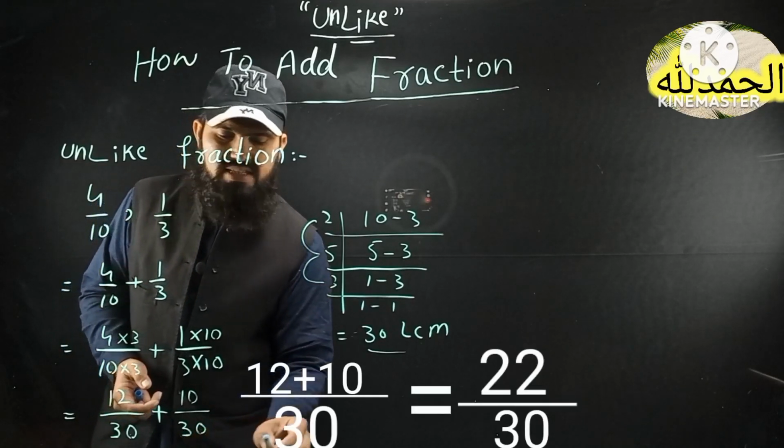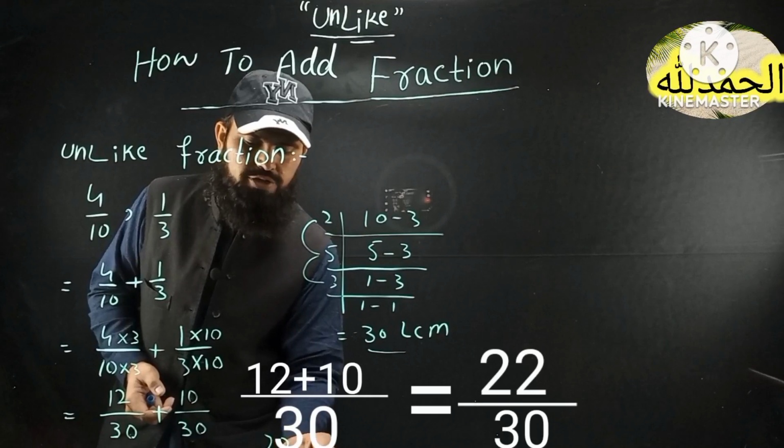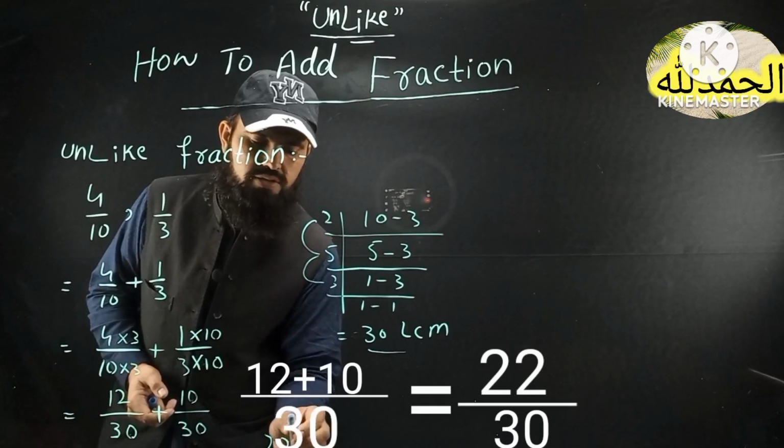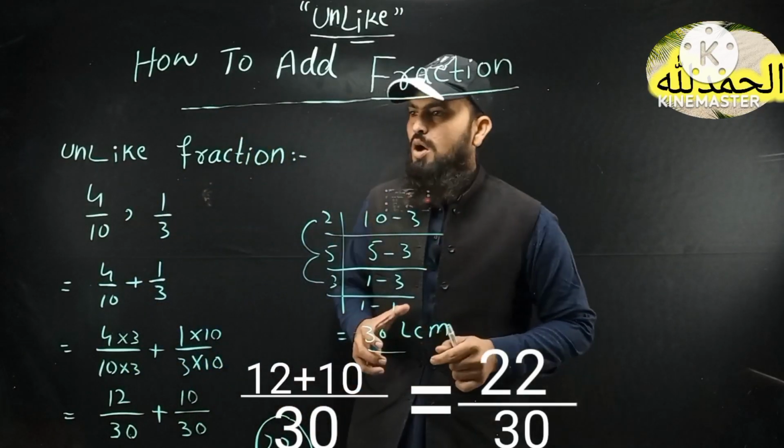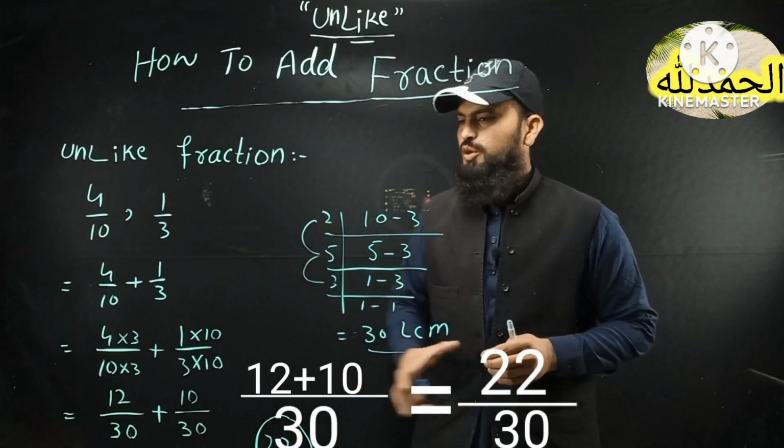So 12 plus 10 is 22. 22 over 30. The answer is 22 over 30. So friends, we have added unlike fractions with this method.